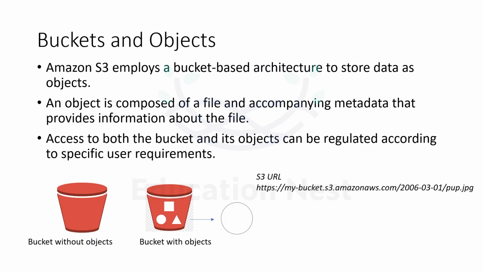The next topic is buckets and objects. We are saying that S3 would be storing the data. So how would it store the data? It would be storing the data in buckets. Buckets are nothing but a virtual container inside of which we can store our objects. What is an object? An object is nothing but the file. The object would have the object name, the object ID, the metadata related to it, and the content of the file.